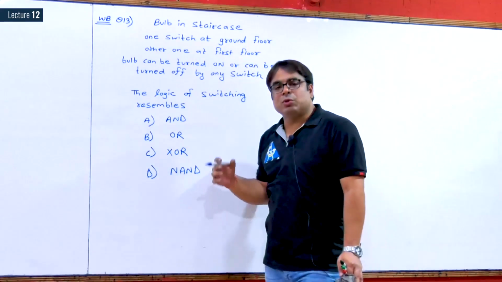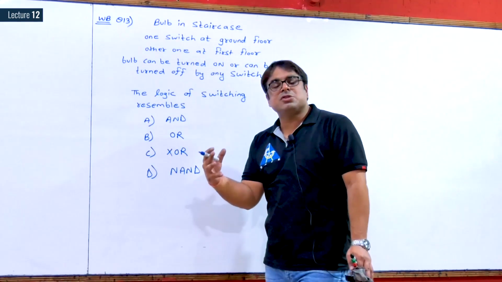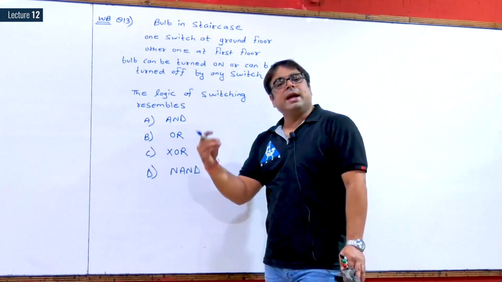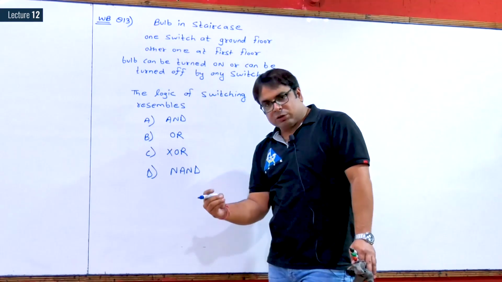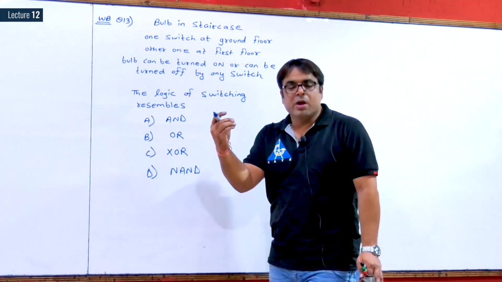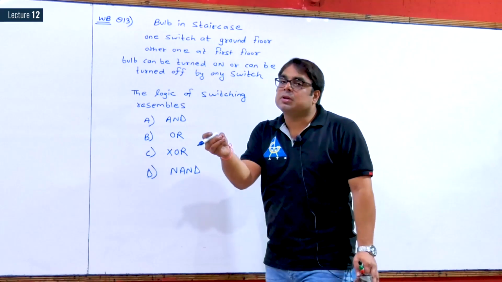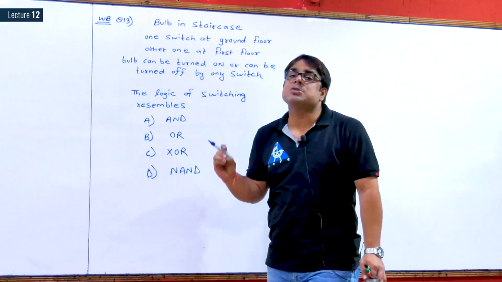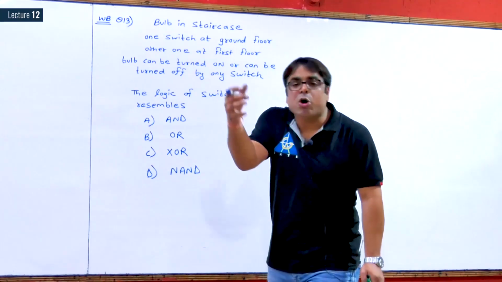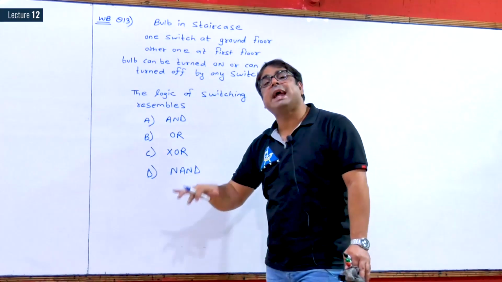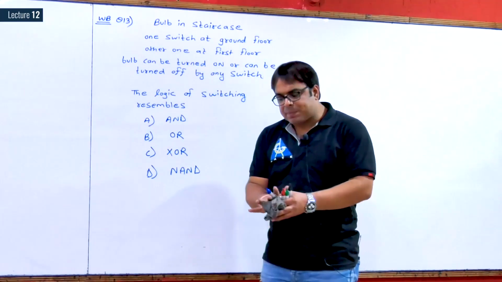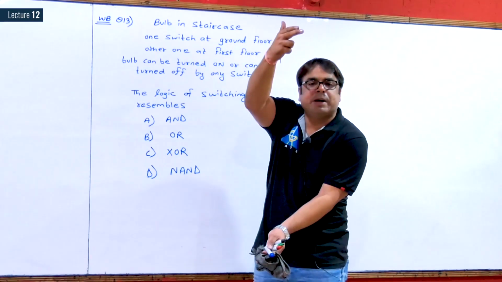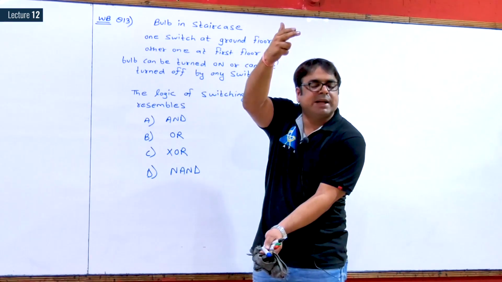You might have noticed this in real life, that you are going through a staircase and you have a switch at the ground floor also, and at the first floor also. Both the switches can control your bulb, which means you can make the bulb on or off with any of the switches. For example, if I am at the ground floor, then also I can control the bulb, I can make it on or I can make it off.